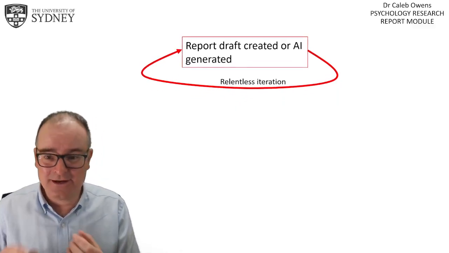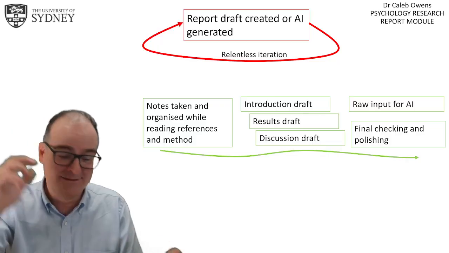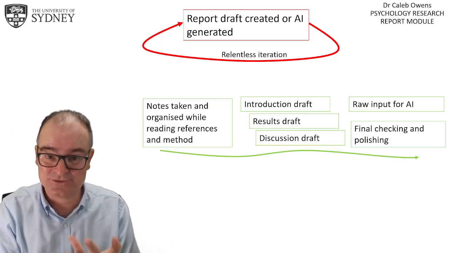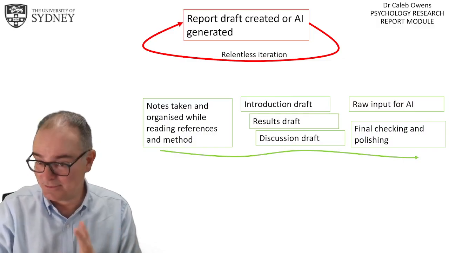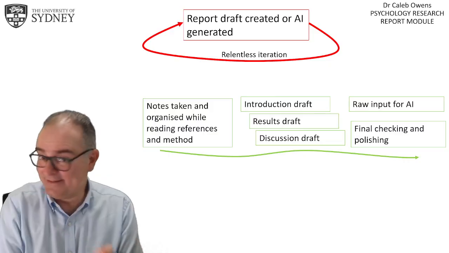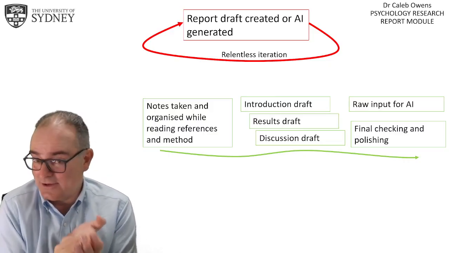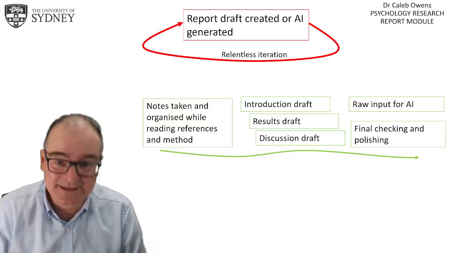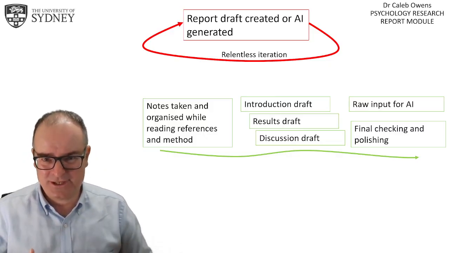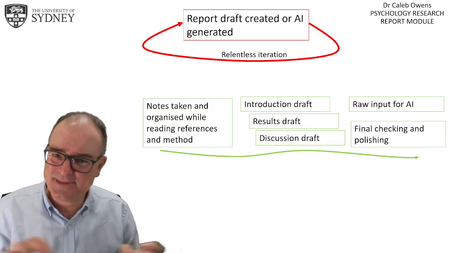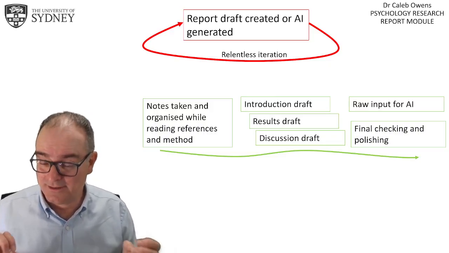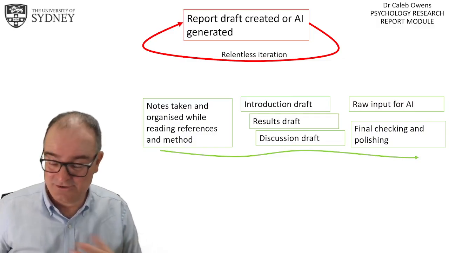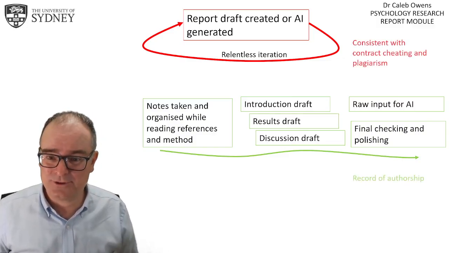The technique I want to teach you here is how to take notes, good notes, keep a record of those, how to draft up the sections in the appropriate order. And then at the end, if you want to use AI, I'll give you some suggestions on how to do that before the final checking and polishing. That's a system, that's a linear approach, like a cookbook. And that's what you need to learn how to do to write a good research report.